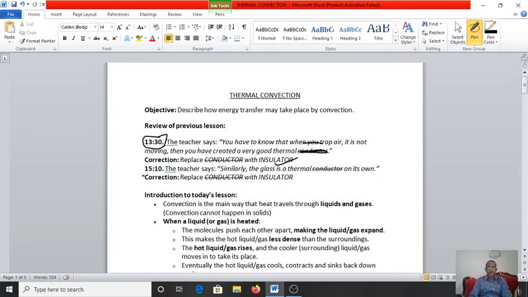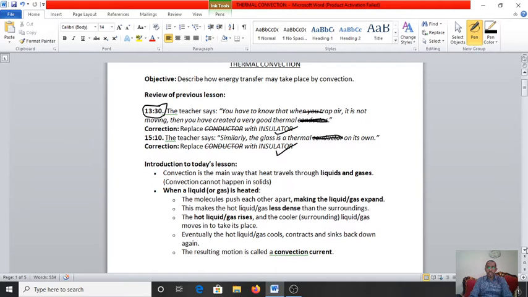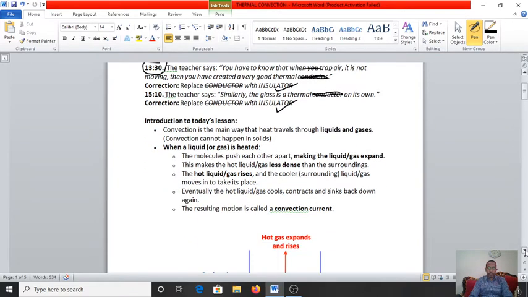Also in minute 15:10, the word thermoconductor should become thermoinsulator. Those are the two corrections we need to make in our previous lesson. But now we can proceed to today's lesson. Our objective is to describe the process of thermoconvection.